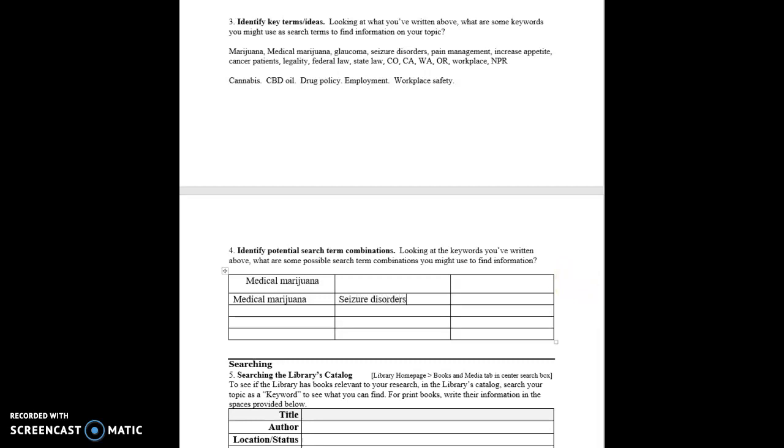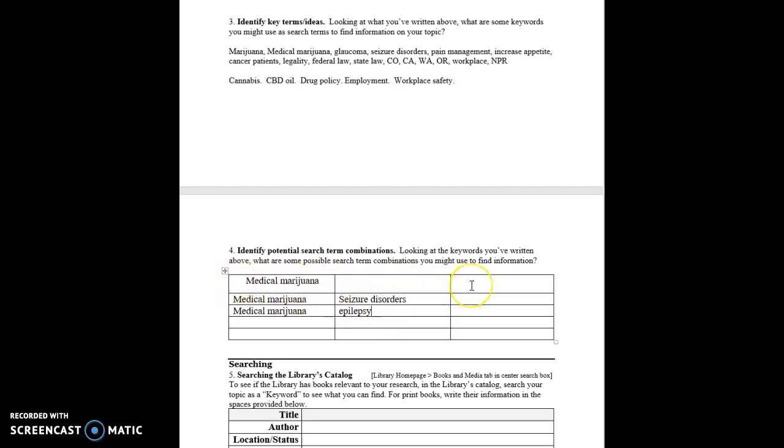Now remember we were talking about synonyms and related terms above. Maybe I do medical marijuana and seizure disorders and I only get a handful of results, but in the results I see mention of epilepsy. And so I try that as a search term instead and see that I get far more results because that's just a better word for the concept. And so that would be an example of a synonym that ended up being a better word choice.